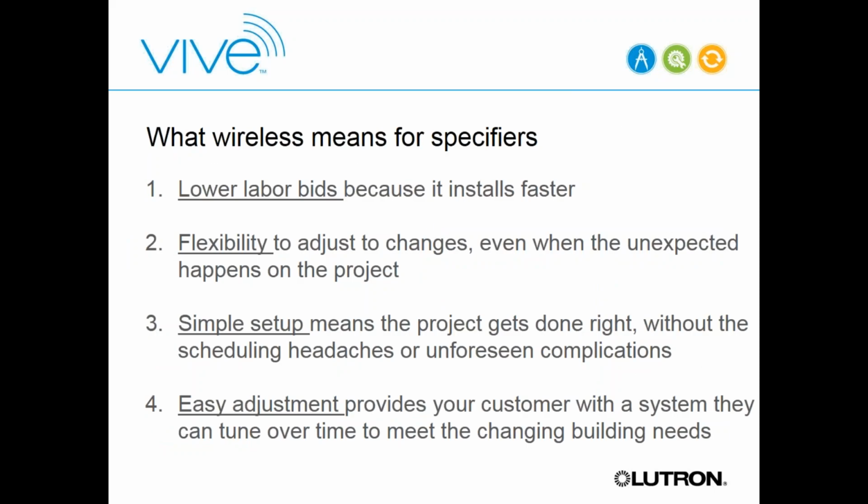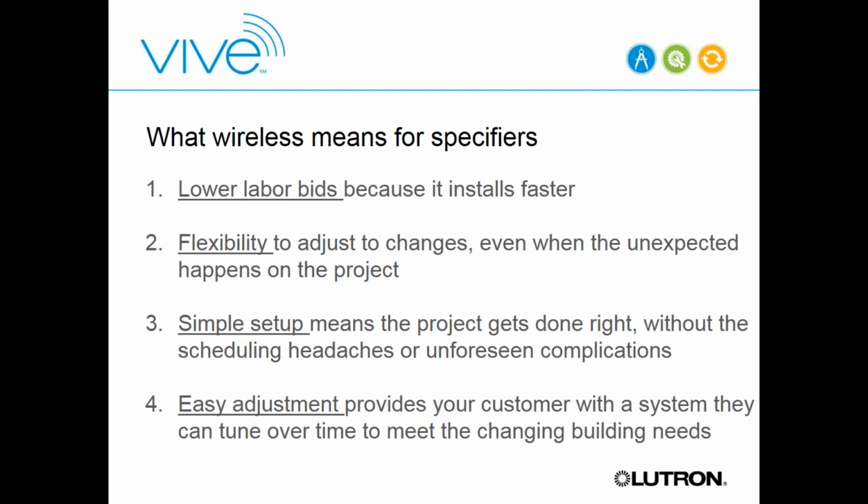When you're looking at a wireless system, the real reason it matters to designers and specifiers is that it helps in a number of ways. First, when you pick a wireless system over a wired system, it's going to provide lower labor bids from the installers. So that's going to help you provide value to your customers and your designs by reducing the overall cost of having the lighting control in that building.